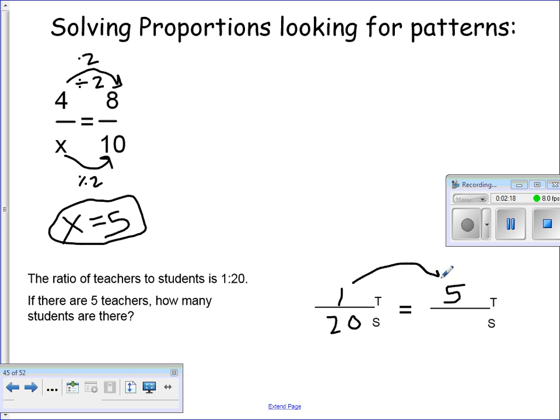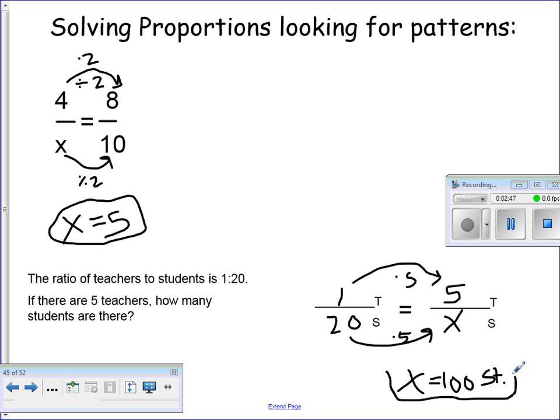So from 1 to 5, I can multiply by 5. Which means to figure out that missing piece, I can take 20 and multiply by 5. So how many students are there? Well, 20 times 5 gives me 100. So my missing piece: 100 students. Okay, don't forget units. I'm going to abbreviate to save some time. So these are our easiest case scenario proportions where we have direct relationships.